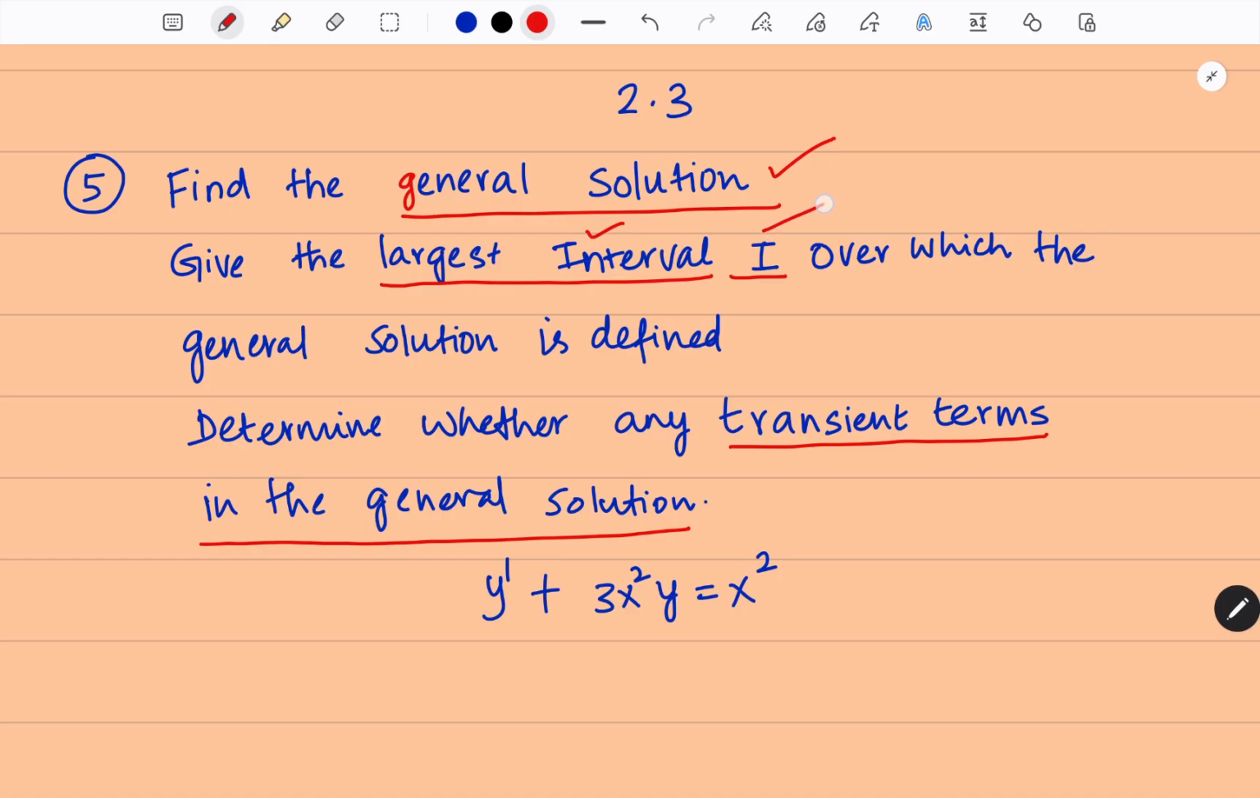So interval, everybody knows this is called interval. And this is a new word: transient terms. Electrical engineering students know what transient terms are. So for the others, I'll tell you what transient terms are. Transients refer to the temporary behaviors in a system that occur when a system is subjected to a sudden change.